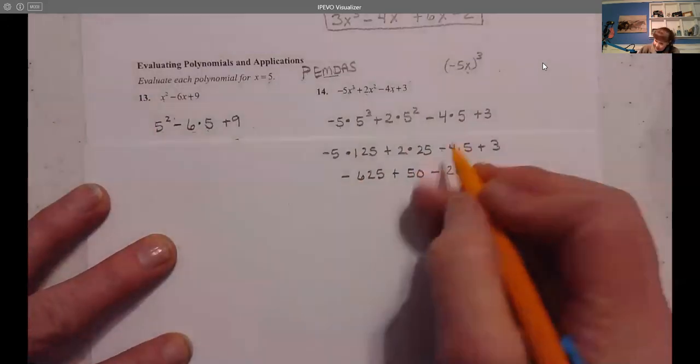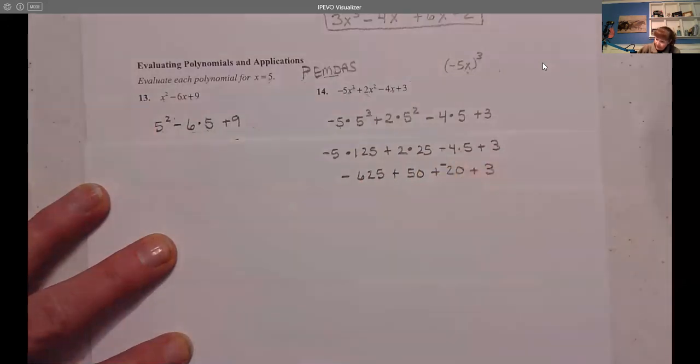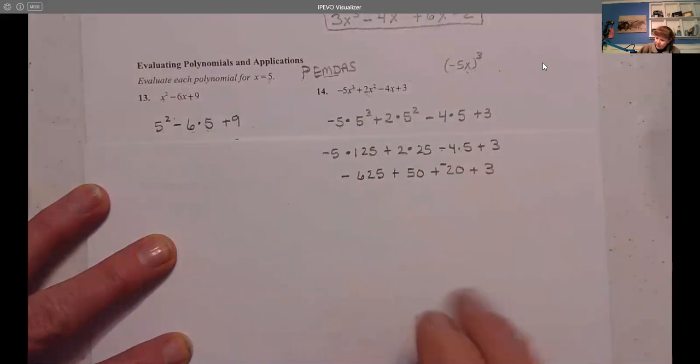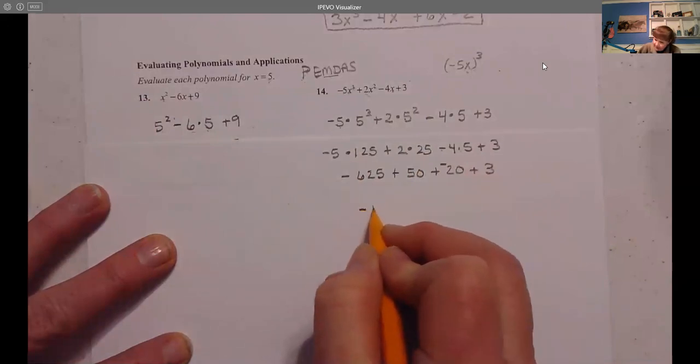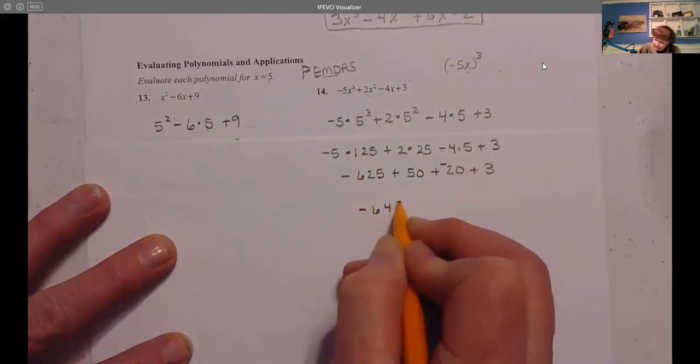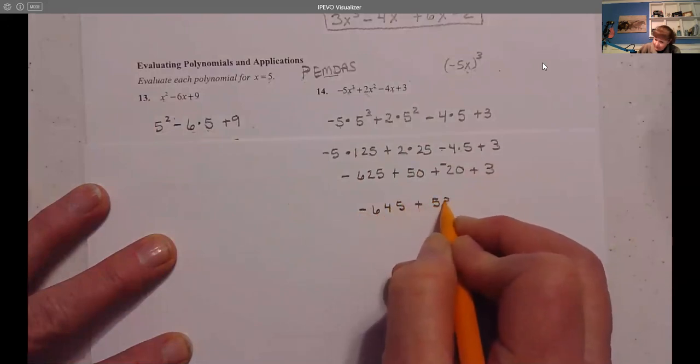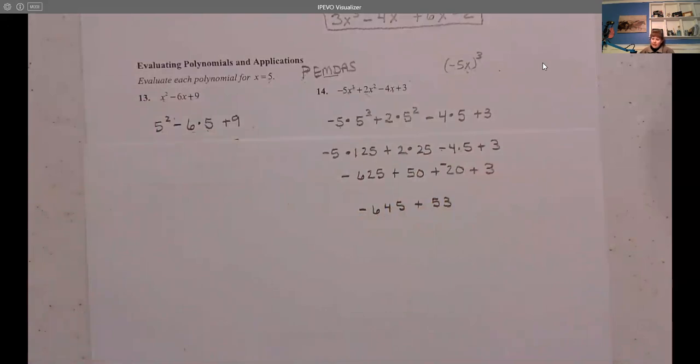So this will give us plus and negative. I'm going to go ahead and combine the two negatives, and then I'll combine the two positives. We have a negative 645 plus 53. I added the negatives and I added the positives together. So it looks like we're going to have a negative 592.